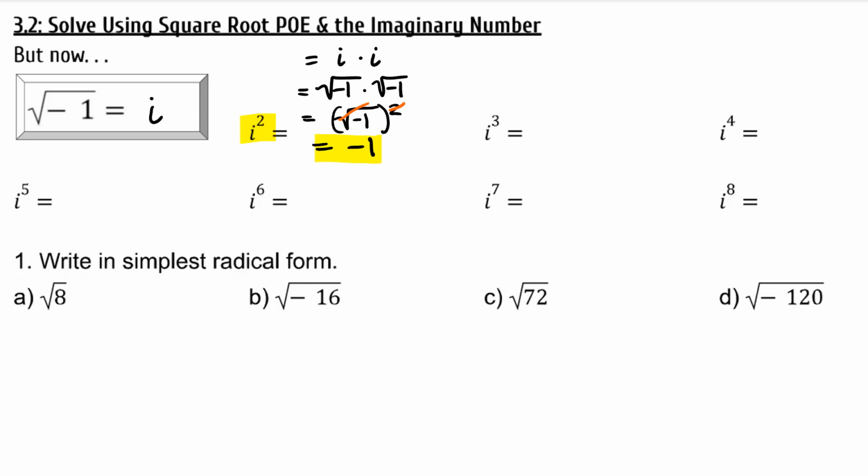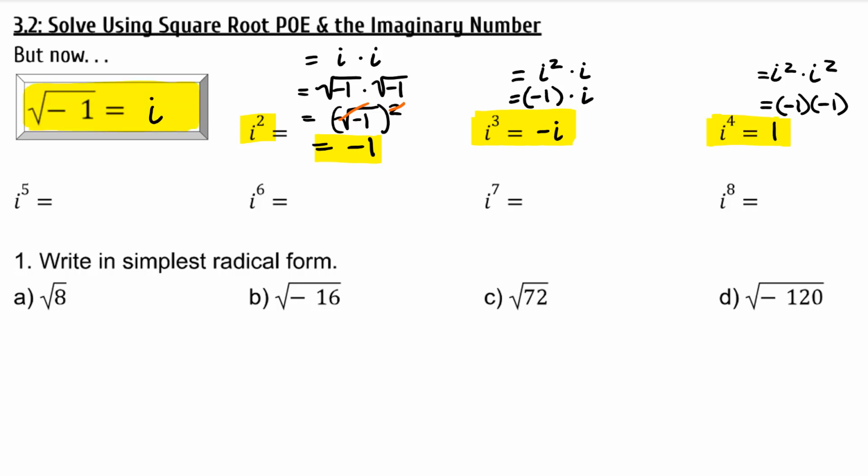i cubed could be i squared times i. If i squared is -1, i cubed is just -i. i to the fourth could just be rewritten as i squared times i squared. If i squared is -1, that makes i to the fourth 1. i to the fifth could be rewritten as i squared times i cubed. We already know that i squared is -1, and i cubed is -i. So i to the fifth is positive i.